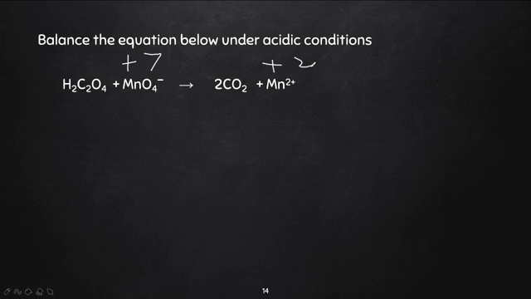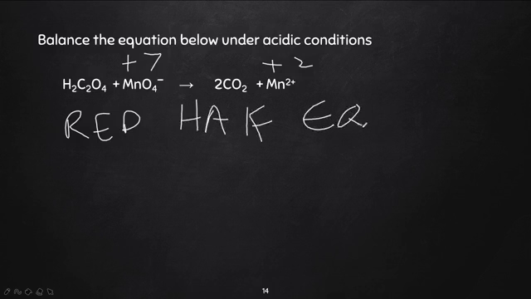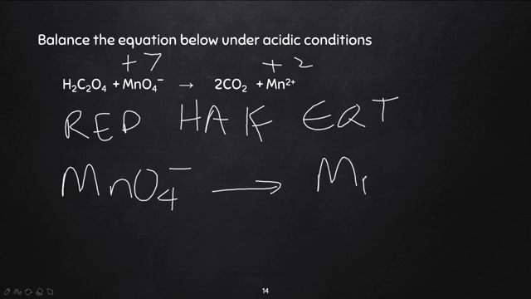Remember, the first step is to identify our oxidizing agent and our reducing agent, so we can get our reduction half equation and oxidation half equation. So our reduction half equation, let me just call this red half equation, if you want to write it down, is MnO4 minus giving us Mn2 plus. So this is a reduction half equation.